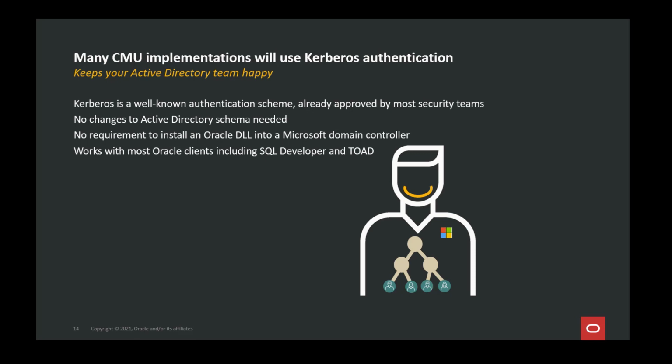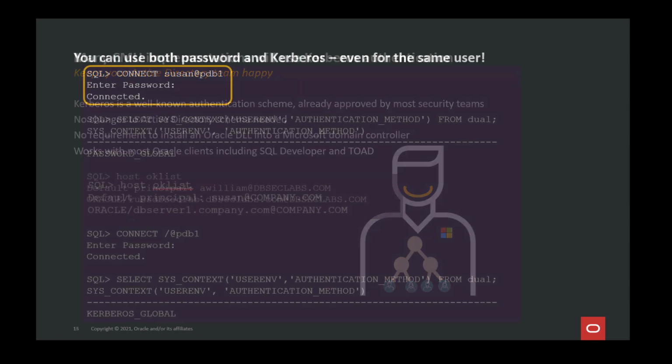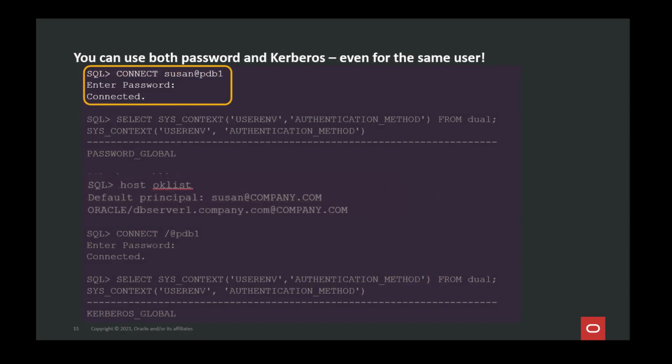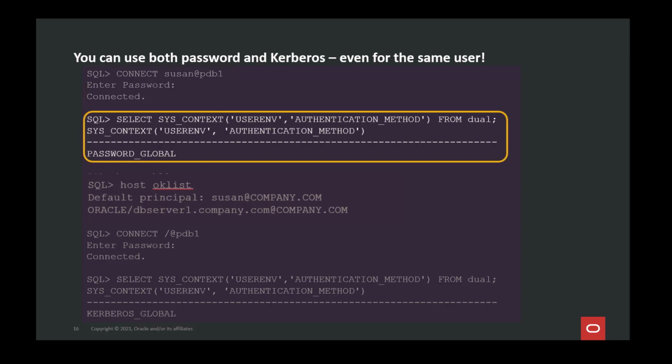You can mix and match. You can have some users that authenticate with username and password and some that authenticate with Kerberos, even the same user. For example, if we go back to Susan and we connect again with username and password, when we look at Susan's authentication mechanism, we can see password_global. Global indicates centrally managed users or directory-based users, and password, she authenticated with a password.